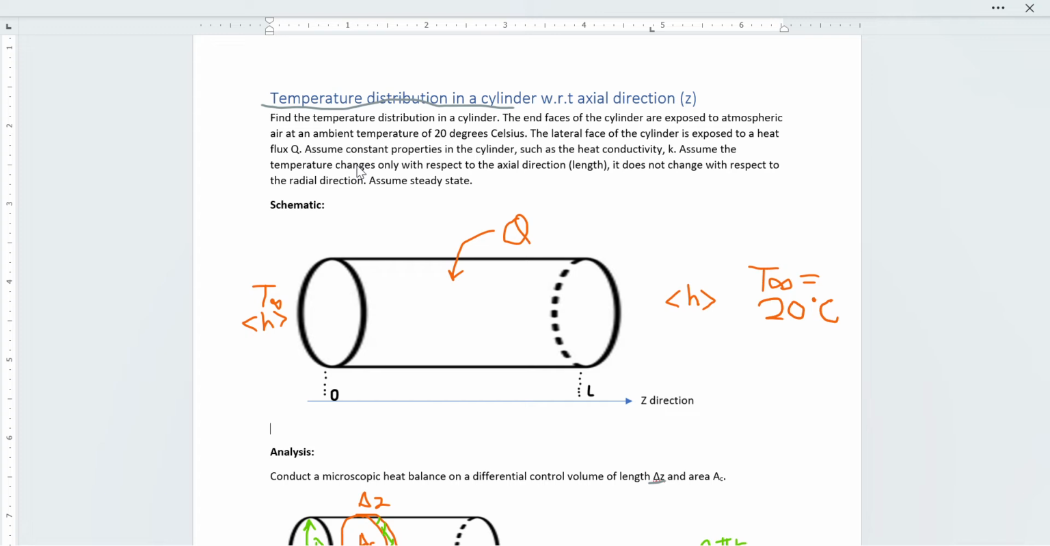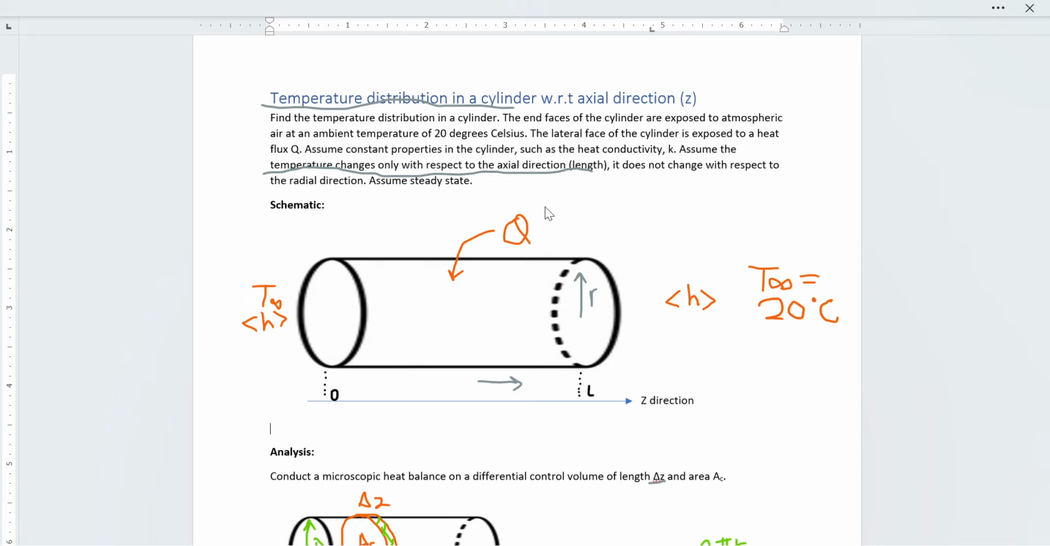Today I'm going to be solving a question about temperature distribution in a cylinder. Now in this question, we have a cylinder over here in which we have also specified as part of the question that the temperature changes only with respect to the axial direction, or the z direction, and it does not change with respect to the r direction. Maybe because of the Biot number, or in other simple words, the r direction is too small compared to the length of the cylinder. I could make that assumption.